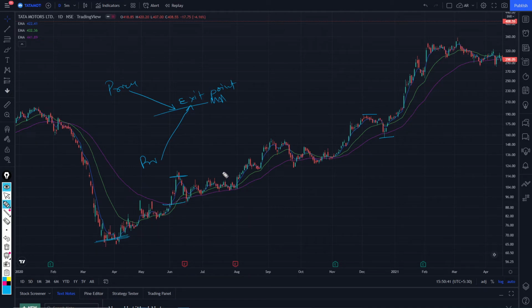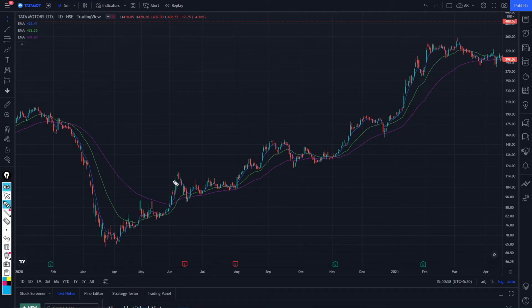It depends on the strategy. It depends on what kind of trader you are. It depends on your own psychology. So there are many kinds of traders. These are the ways in which you can use these trading techniques.